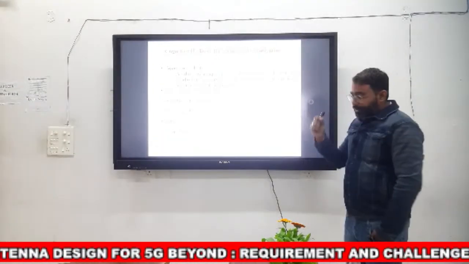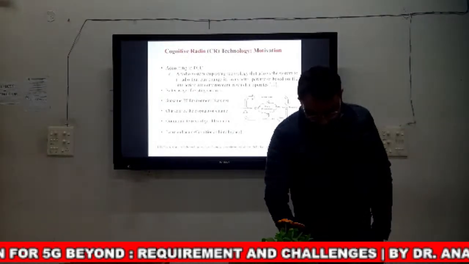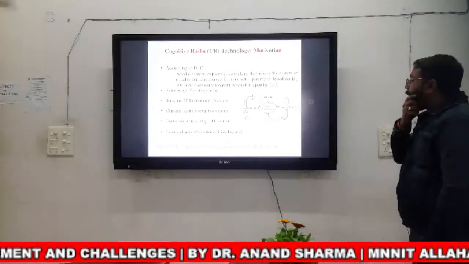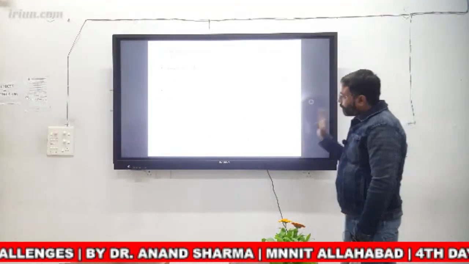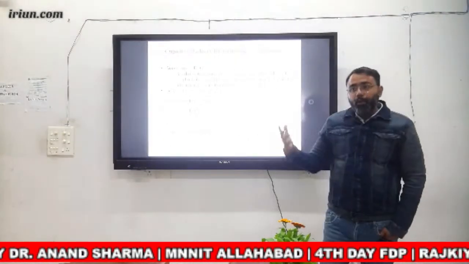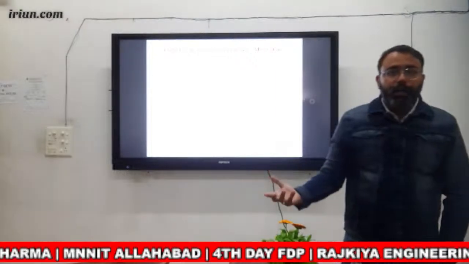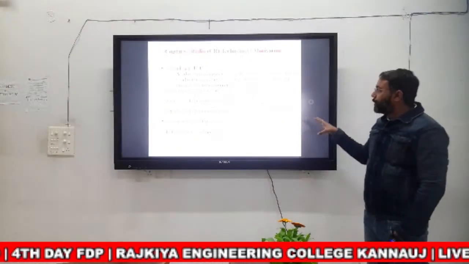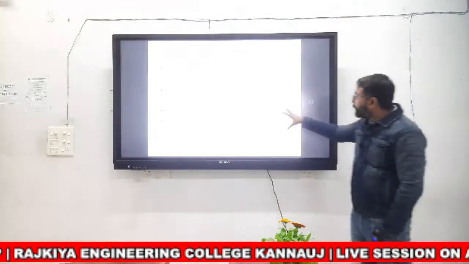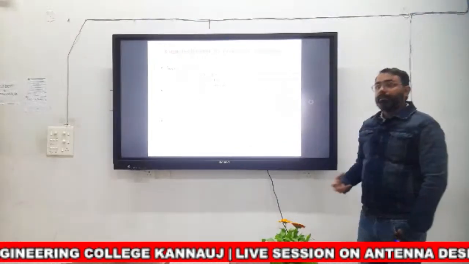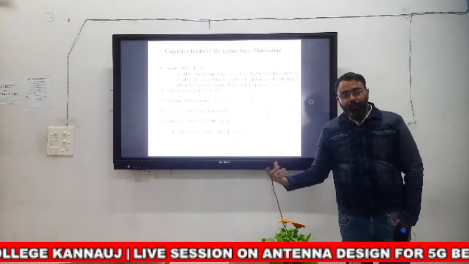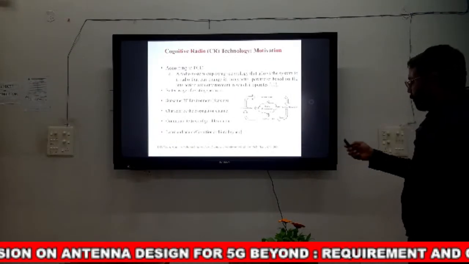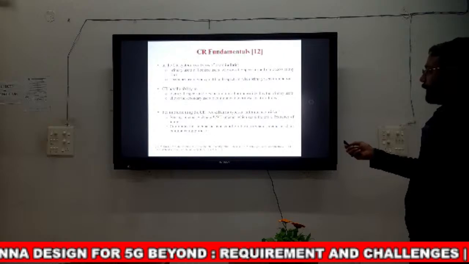Now, CR technology, cognitive radio. Here it is actually a modified version of a software defined radio, and it is used for better usage of spectrum. It senses the radio environment and then decides what we have to do. So it is actually a more advanced, more intelligent one.